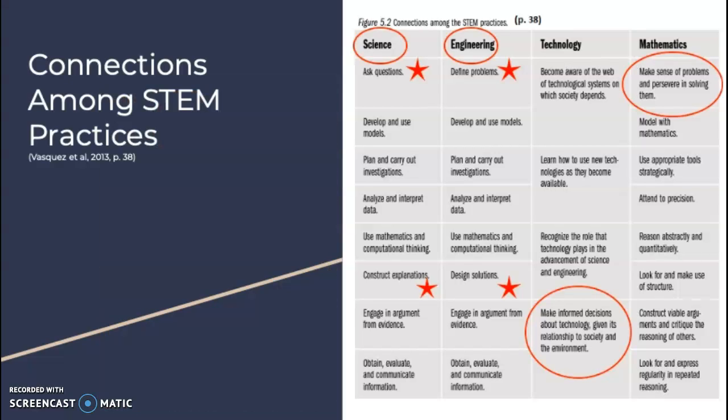For the connections to the STEM practices, I felt that the activity covered the practices of science and engineering. I starred the main differences between the two practices, but even so, I felt that they were accomplished in this activity. I also felt that I had to make informed decisions about technology's relationship to society and the environment. That's in the technology column that I circled there. And in mathematics, I had to make sense of my problem and persevere in solving it. Of course, I had 4 attempts, so I was definitely working through that and trying to persevere and find a conclusion for that problem.